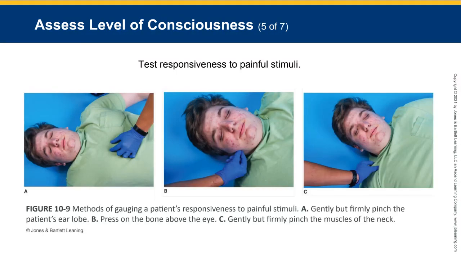And the methods that we currently use, you can pinch the patient's earlobe, you can put pressure on the supraorbital nerve, you can pinch the neck, and this is to get a reaction to a painful stimuli. You can also put pressure on the cuticle of the nail using a pen.